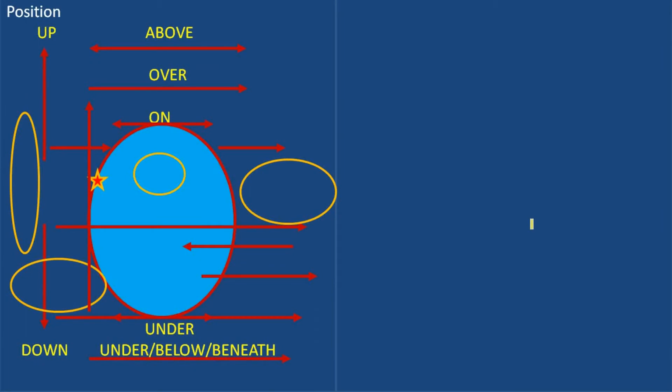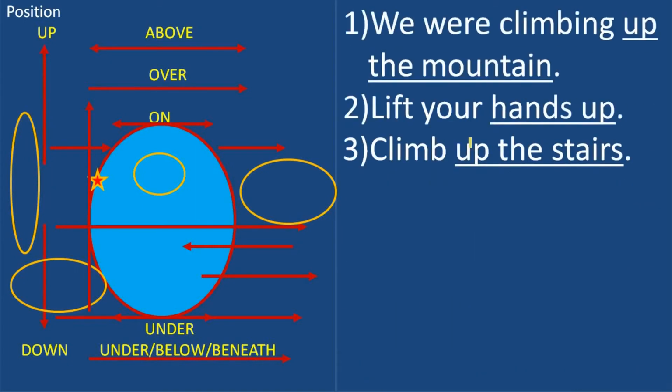Next, if we want to direct something about up direction, that time we will use above or up. When we want to just direct, that time we will use up. For example, we were climbing up the mountain. We are not going down, we are going up. Up means the direction of upper something. Lift up your hands up.